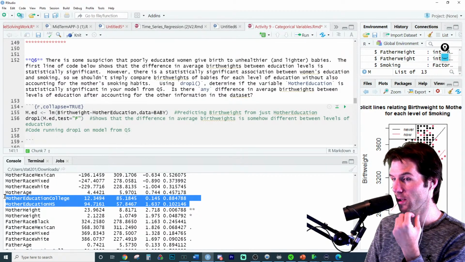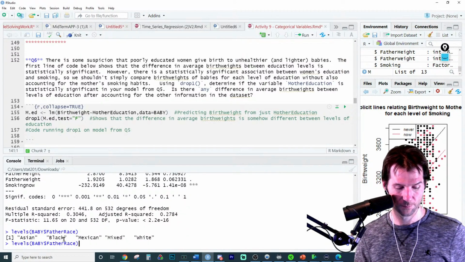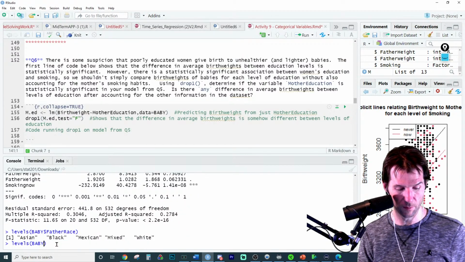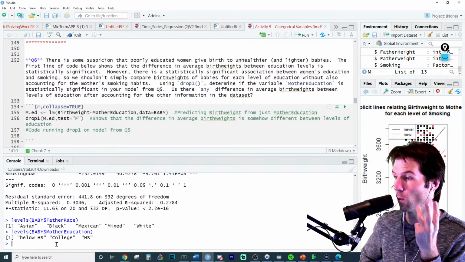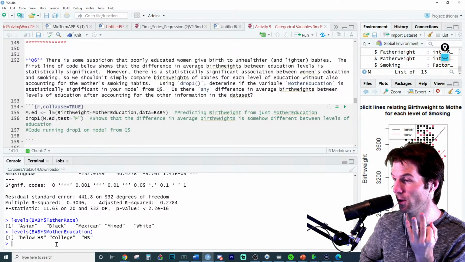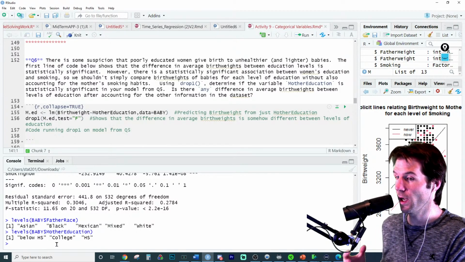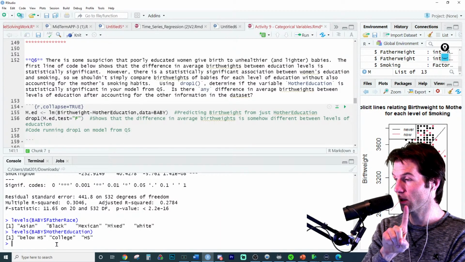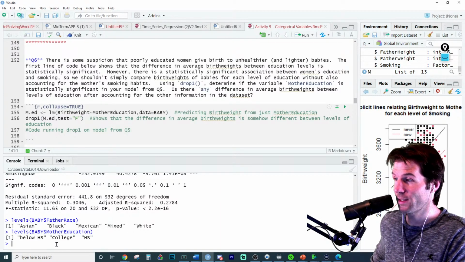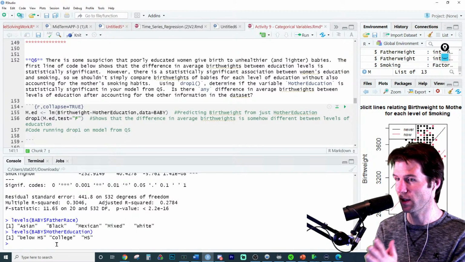That means mother education has 3 levels, and we can confirm this by going down here and looking at mother education. It has 3 levels because 3 levels creates one reference level and 2 indicators. So 1 reference level, 2 indicators would be created when we have 3 levels to a variable. That's the way it works right there. And below high school was the reference level.